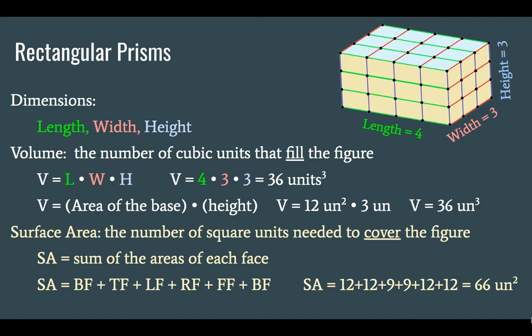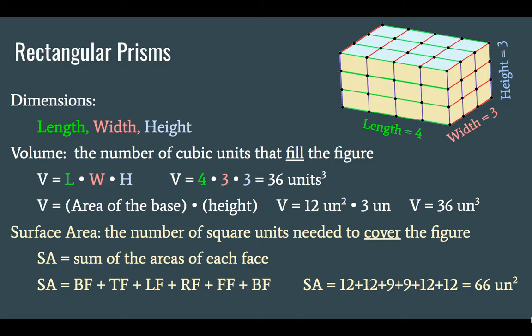We'll do the bottom face and the top face, and the areas of those are 12 and 12. We have the left and the right faces. The areas of those are 9 and 9. And then we have the front face and the back face, whose areas are also 12 and 12. When we add these together, we get 66 square units for the surface area of this rectangular prism.